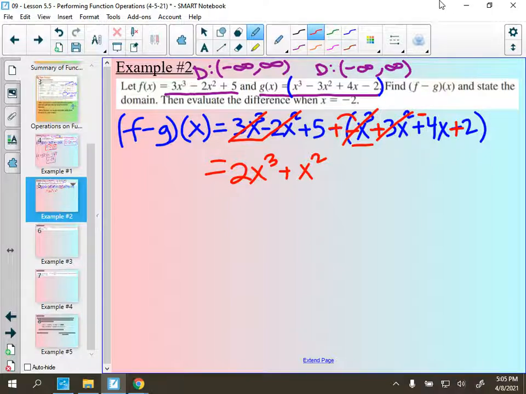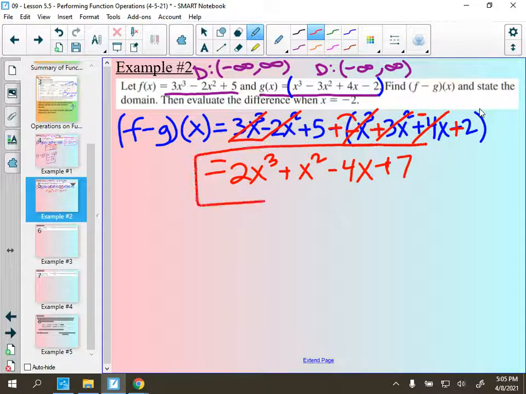I do have one that's just hanging out that I don't have anything to combine with, so minus 4x. Don't lose that one. And last but not least, 5 plus 2, 7. So positive 7 is where we end up as a result. f minus g of x, there's our result, another cubic function.